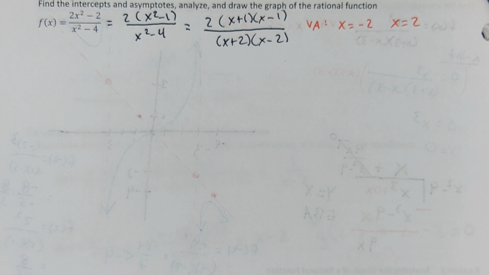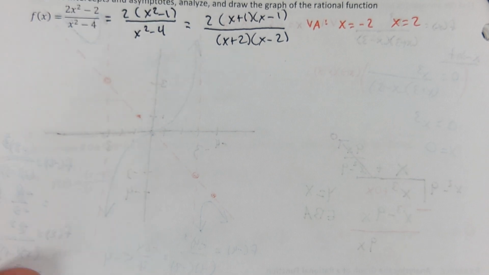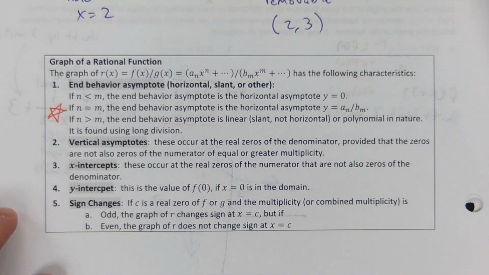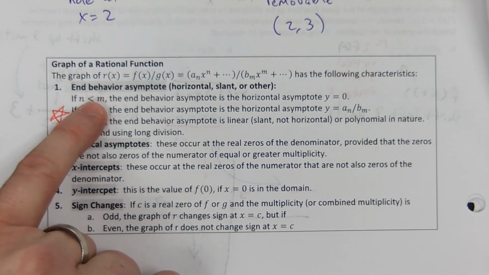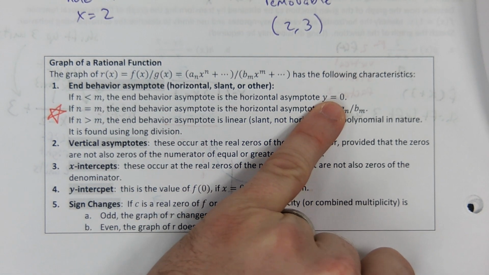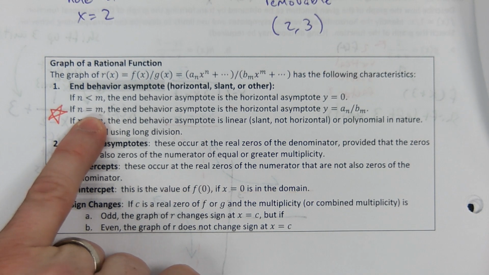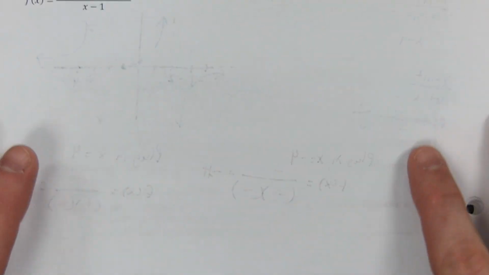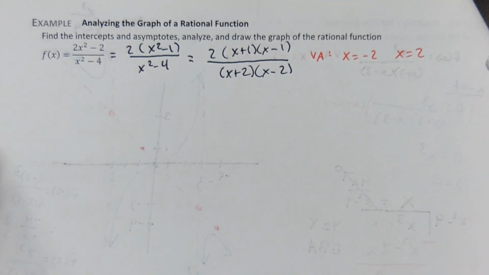Now, let's talk about end behavior asymptotes. If you can recall back to 2 lessons ago, I put a star next to this stuff, and it specifically said, if the numerator has a smaller degree, y equals 0, automatically horizontal asymptote. If they have the same degree, then you do have a horizontal asymptote, and it's found by dividing the leading coefficients. That is the situation that we have here, because both the numerator and the denominator are a degree 2 polynomial.